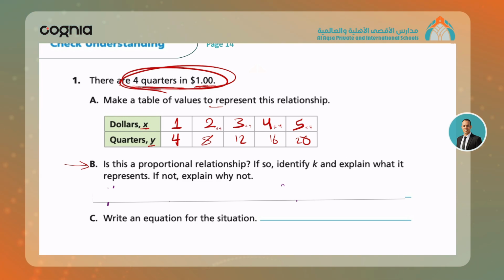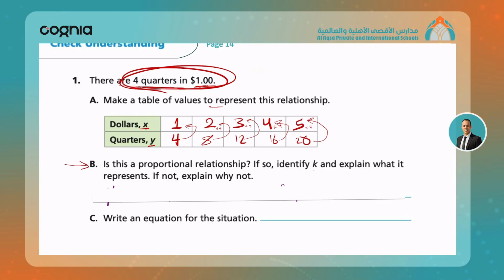Or if you divide the y by the x, if you stick with this rule, guys, always when you do 20 divided by 5, you get 4. 16 divided by 4 equals 4. 12 divided by 3 equals 4. 8 divided by 2 equals 4. 4 divided by 1 is also 4. So this is sure proportional relationship.